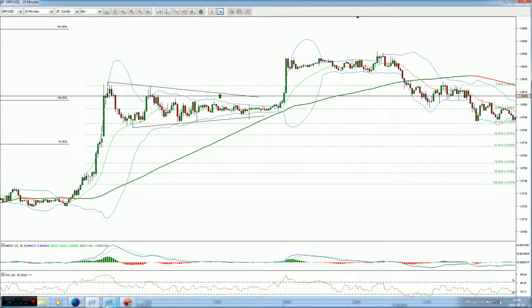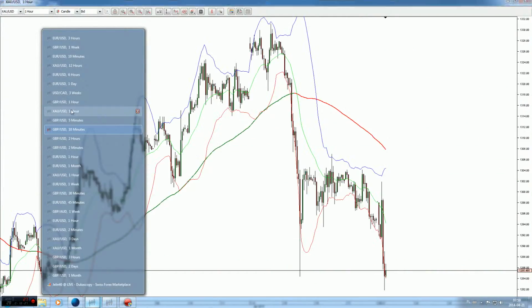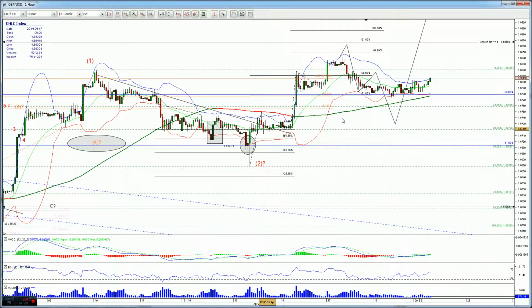Then let's check the 1 hour chart once again. That was the breakout of this triangle here, and the market hasn't reached those FIBO levels yet, but on the other hand, I think it's already done.